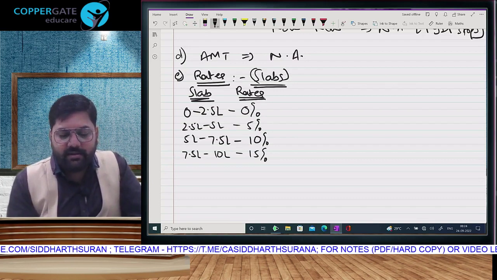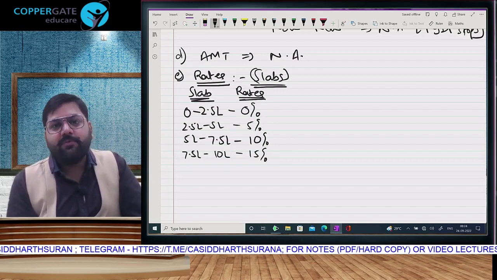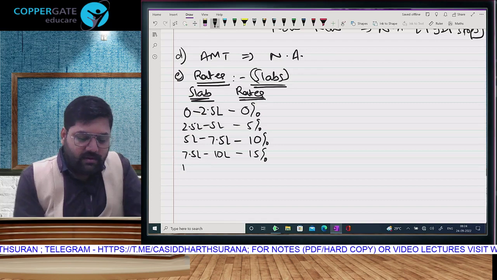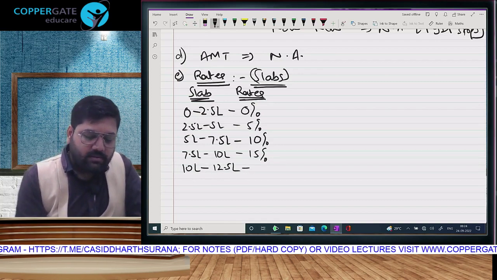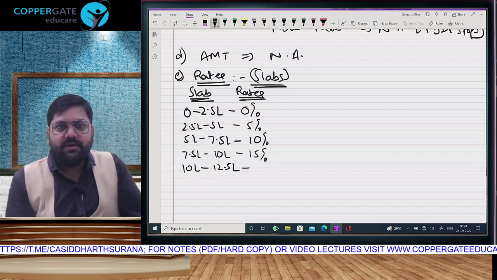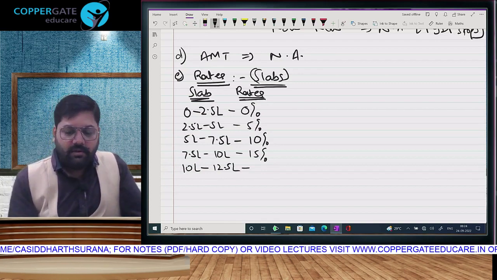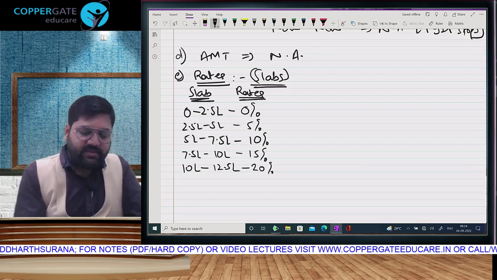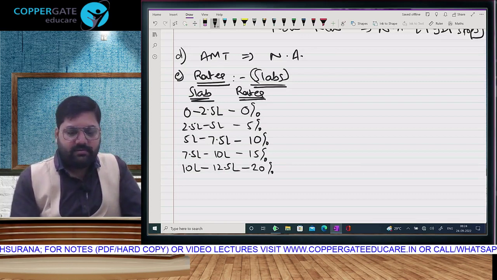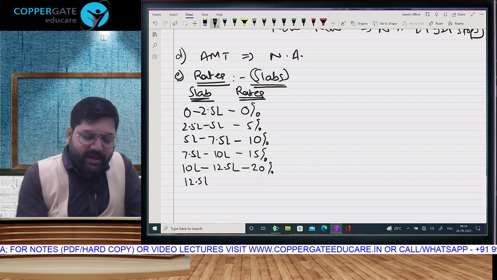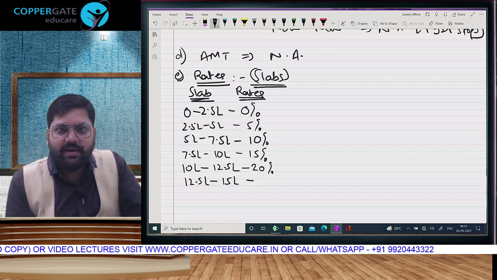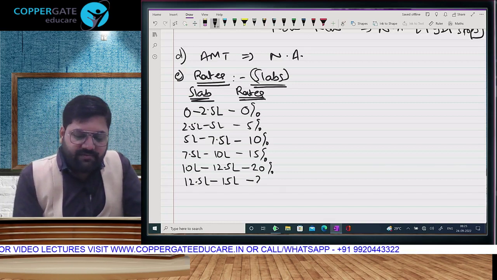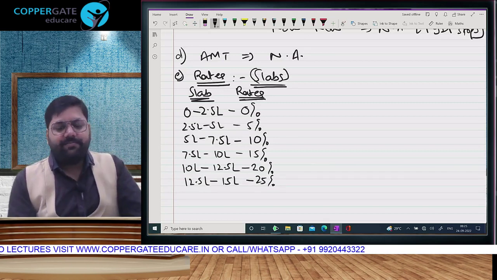Keep on increasing by 2.5 and keep on increasing by 5%. After 10 lakh, what is the tax rate in the old regime? 30%. But in the new regime, we will start with 20. 12.5 lakh to 15 lakh. Once you have crossed the 10 lakh, it is always 30 in the old regime. But here we will also give you 25% rate.